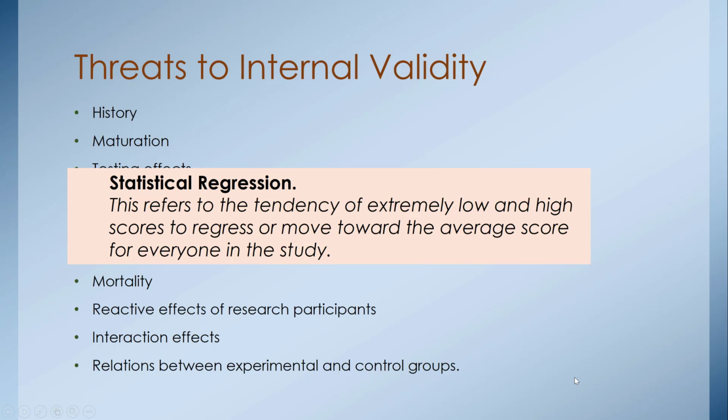Statistical regression refers to the tendency of extremely low and high scores to regress towards the average score for everyone in the study. This is just, again, a natural phenomenon that happens. So if you're implementing some type of instrumentation that is a scale measuring somebody on a number, and you do it multiple times, there's just a natural tendency for all of us to move towards that average, the mean for the group. So depending upon your research methodology, this could actually be a threat to your internal validity.